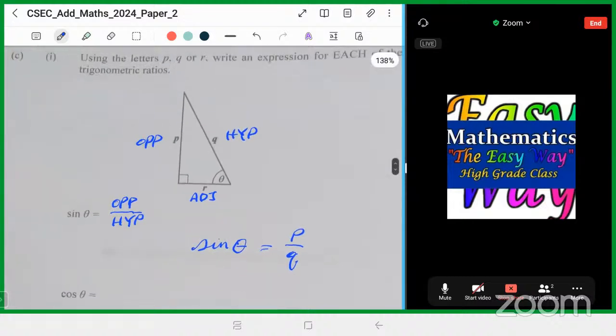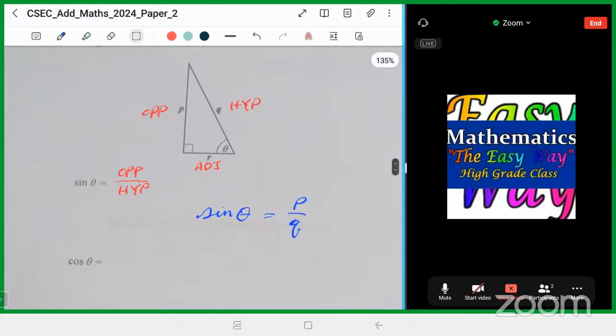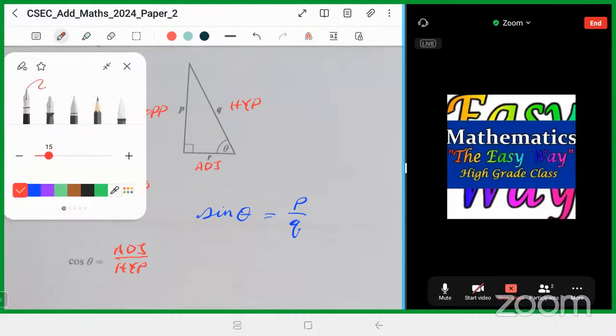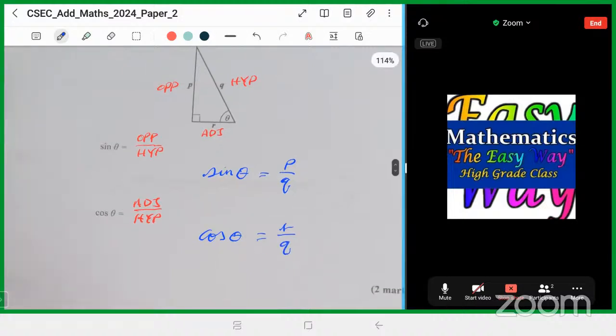Let's leave these in red. And then I want cos theta, which is adjacent over hypotenuse. So cos theta is the adjacent R over the hypotenuse, which is Q. 3 marks.